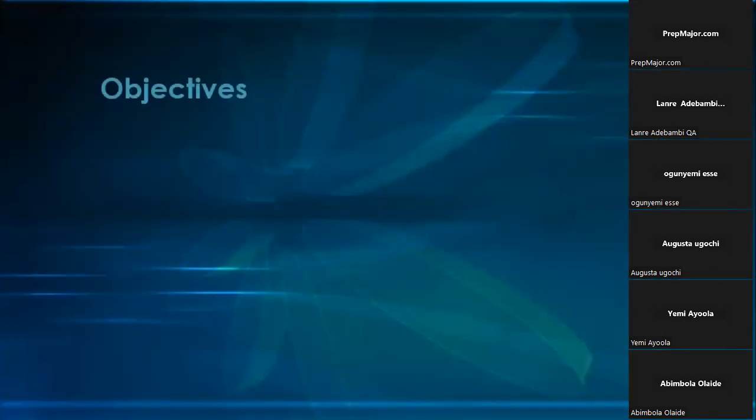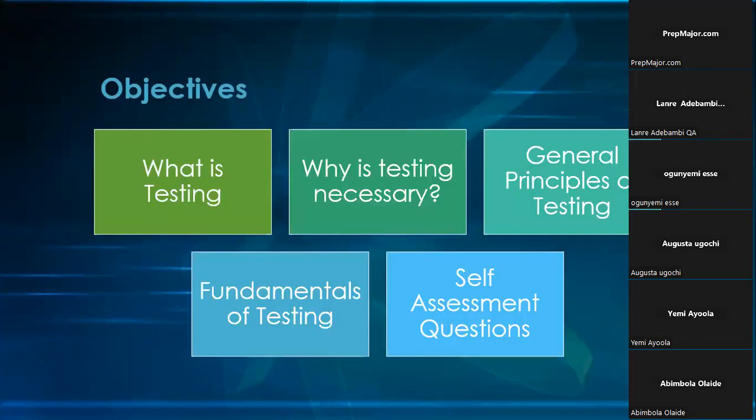Yeah. So, what are our objectives? There are things that we want to learn here. I've been saying the word testing, testing. Tell me exactly what this testing means. That takes us to these five objectives. What is testing? Why is testing necessary? What are the general principles of testing? Fundamental tests, testing. Then I'll give you a self-assessment question.